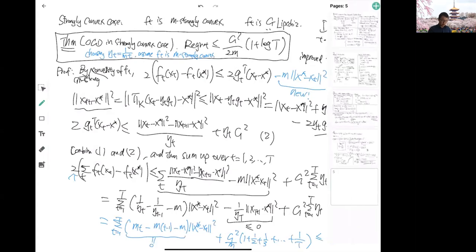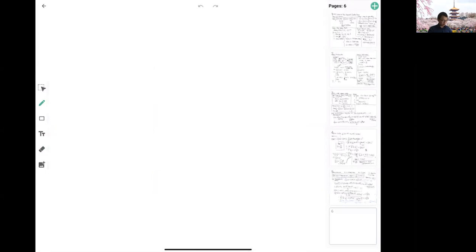Okay. So the next thing that I wanted to do is to make use of this regret bound for the strongly convex case and show that this actually implies the improved convergence rate for stochastic subgradient methods.